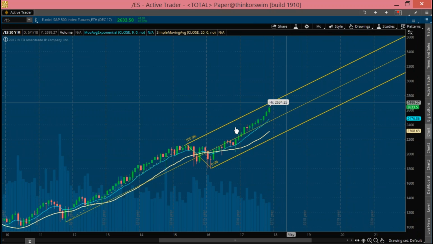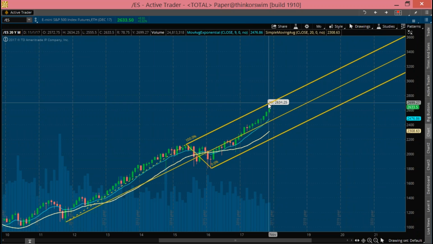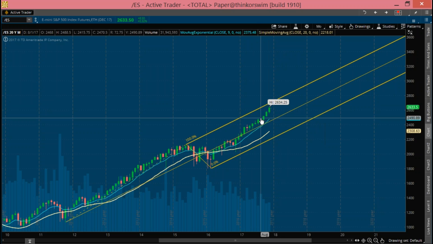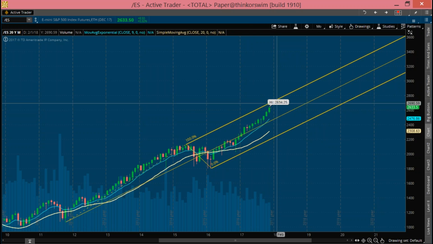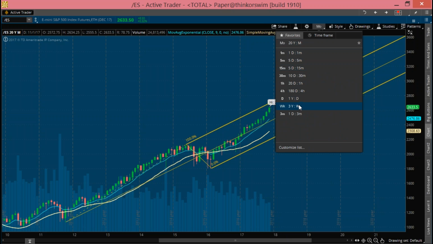The monthly, we're still in this upward sloping fork. Coming up, a test of the upper fork is going to take us up into the 2682 area today. If we were to touch it, I doubt that's going to be the case, but we still have room for expansion to the top side. Very strong trend on the monthly. It is the last day of the trading month.